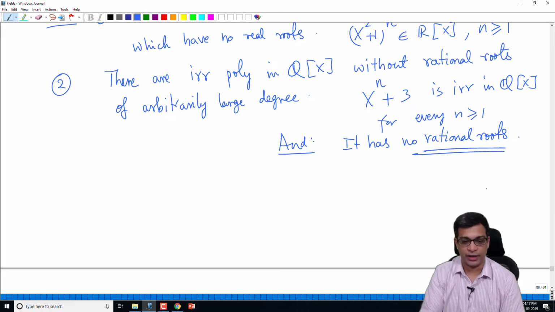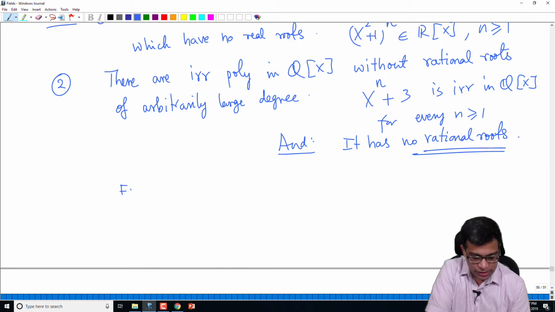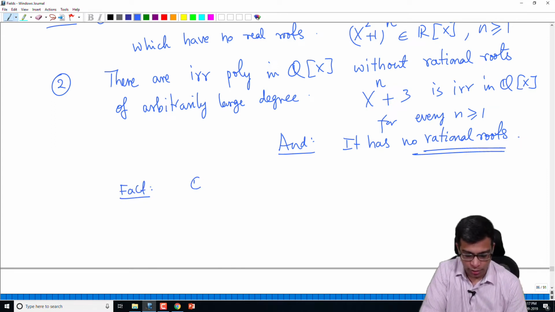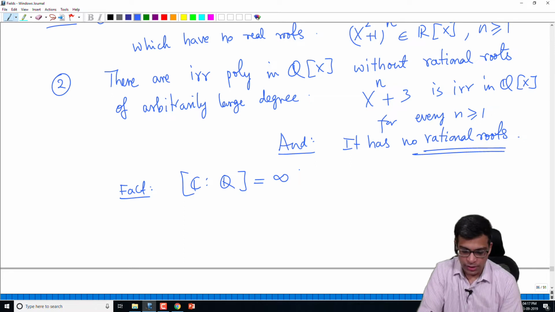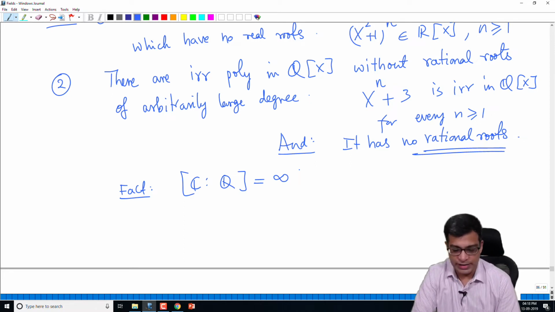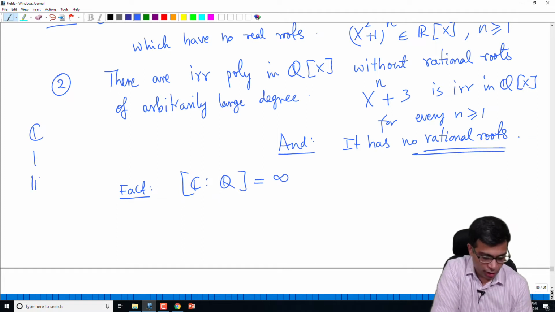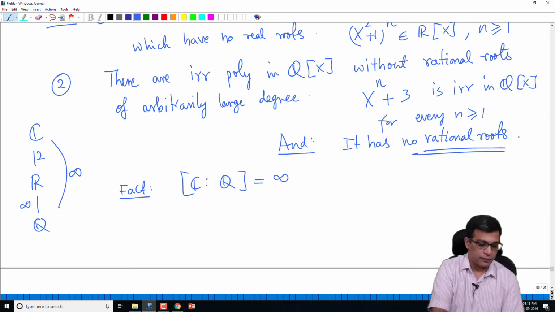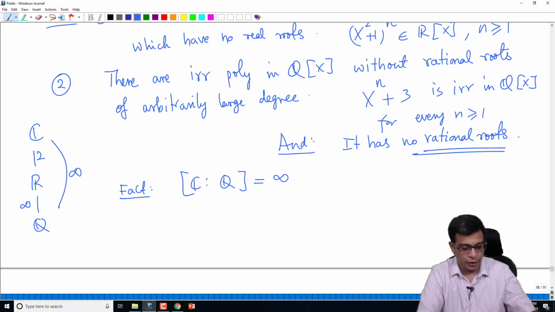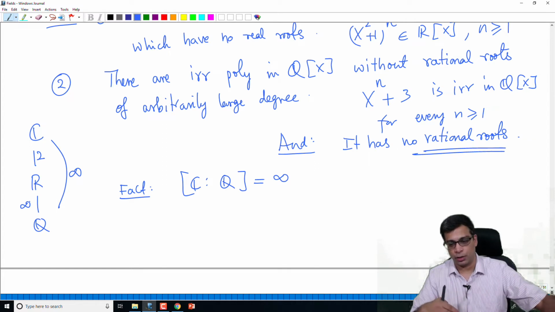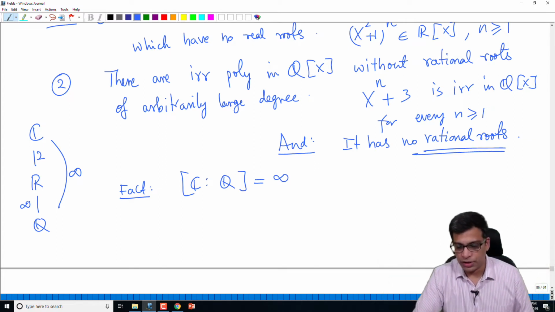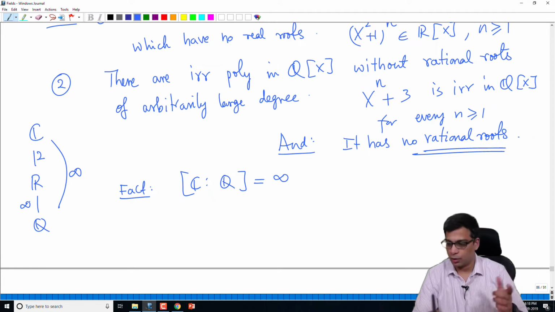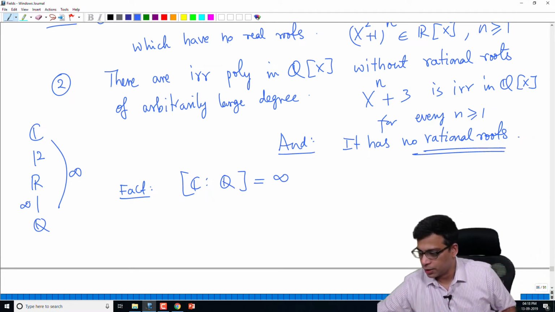So this is reflected in the fact that, and this I will not prove, it requires an actual argument, but one can prove this, and as an exercise you can try to do this, the extension of C over Q has infinite degree. So you have C, R and Q, this is 2, but this is infinity, and so is this. If this is finite, of course the whole thing will be finite. So one way to prove that C over Q is infinite is to prove that R over Q is infinite. So Q is very far from being algebraically closed. There are lots and lots of irreducible polynomials which have no roots, whereas R is not quite algebraically closed, but it is close to being algebraically closed.